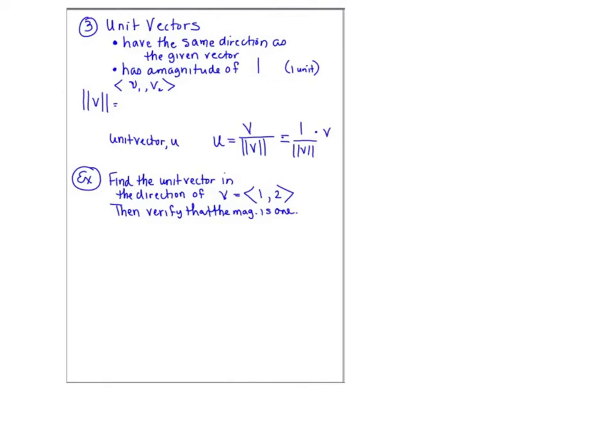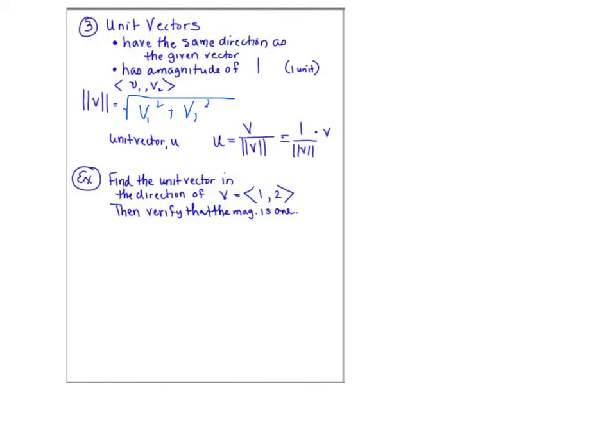To find its magnitude, we're going to use the distance formula. We take the first component and square it, plus the second component squared, and that finds the magnitude. Then we'll divide the actual vector by its magnitude, and that will get a unit vector. Okay, so we're going to find a unit vector in the direction of v, the vector v, which is the component 1, 2, and then verify that the magnitude is 1.